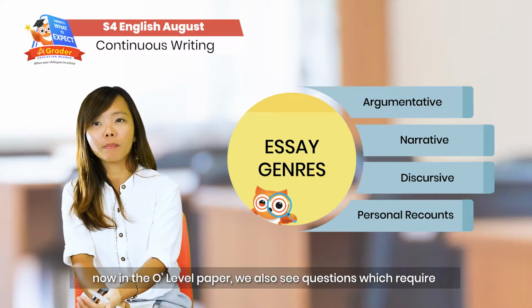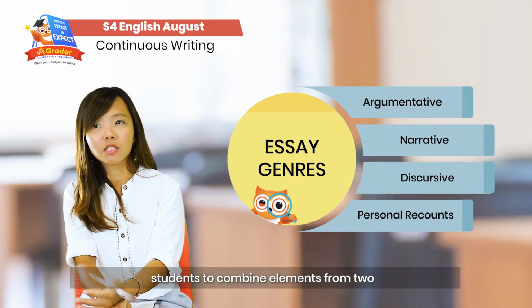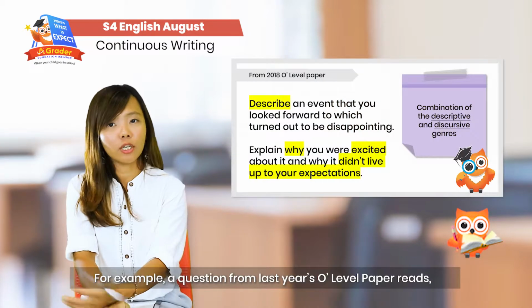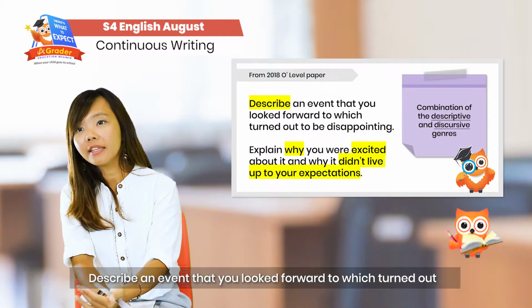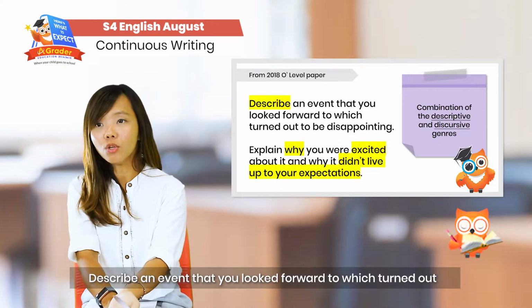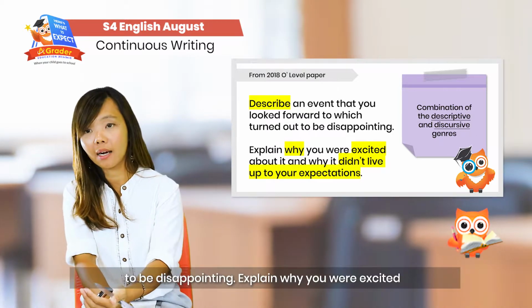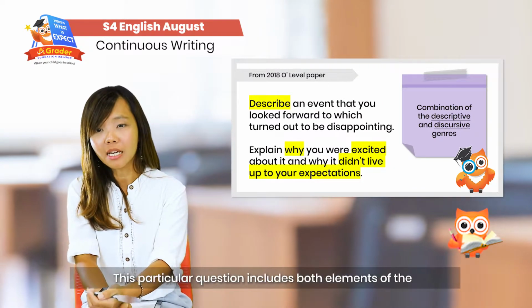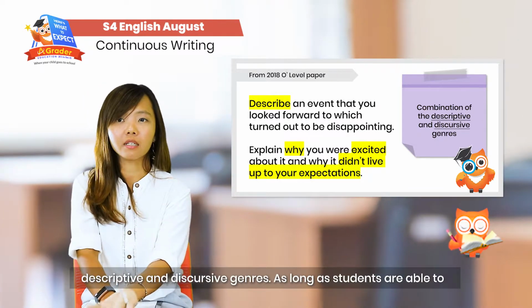Increasingly now in the O-level paper, we also see questions which require students to combine elements from 2 of the above genres in their answer. So for example, a question from last year's O-level paper would be this: describe an event that you looked forward to which turned out to be disappointing. Explain why you were excited about it and why it didn't live up to your expectations. So this particular question includes both elements of the descriptive and discursive genres.